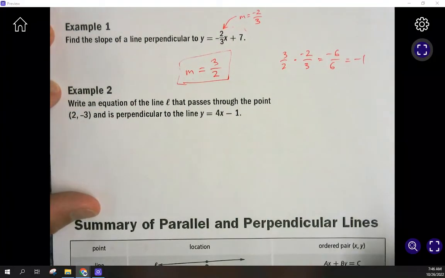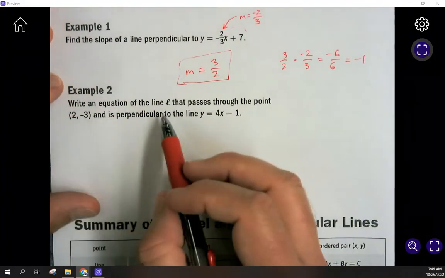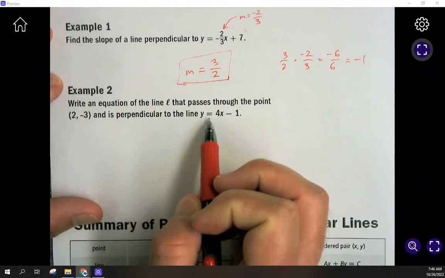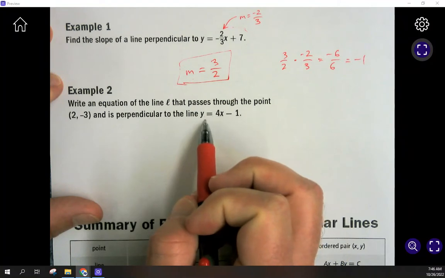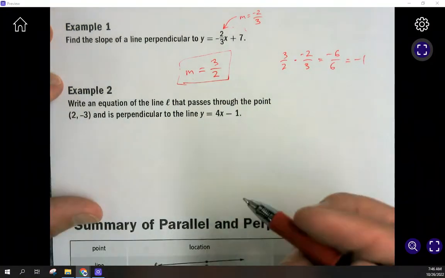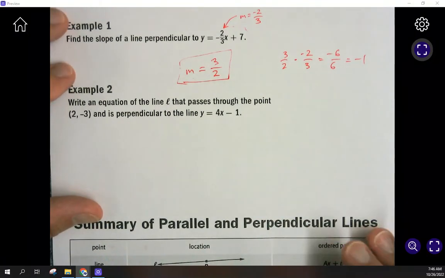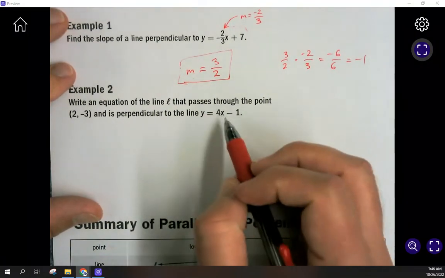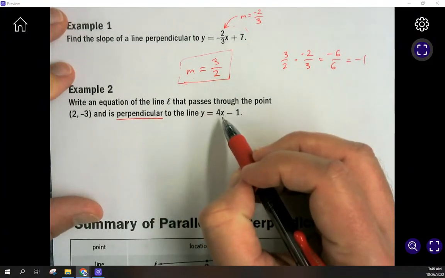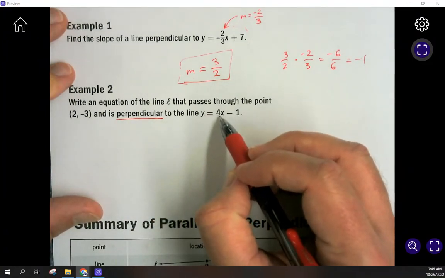Let's take it a step further. Example 2, write an equation of the line that passes through this point and is perpendicular to this line. So given a slope and a point, we've already worked through these types of problems to write an equation, and I will refresh your memory. But the first thing we need to do is make sure that our slope that we're going to use creates a line that's perpendicular to this one.